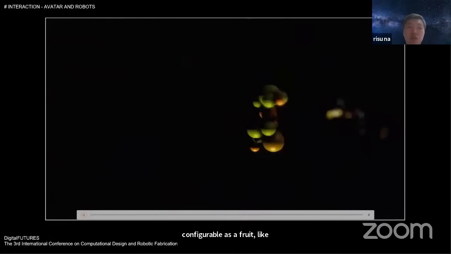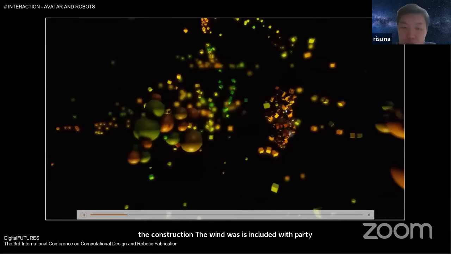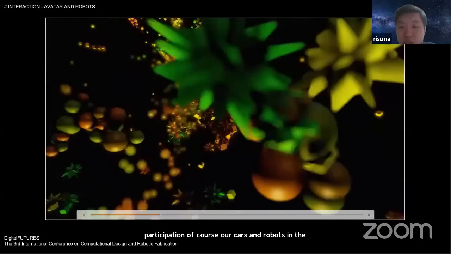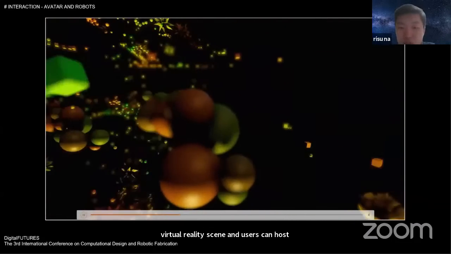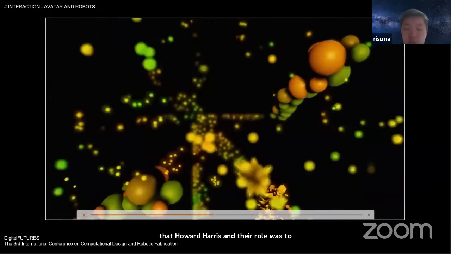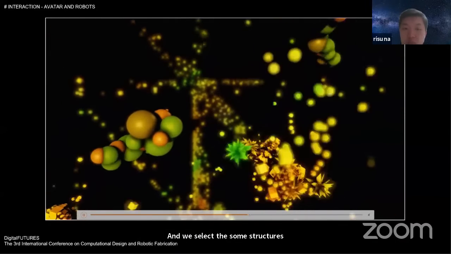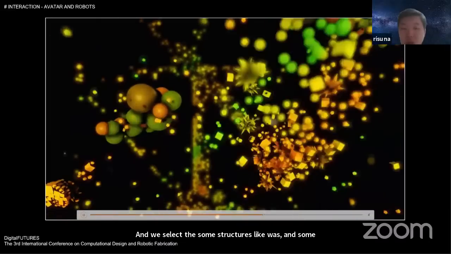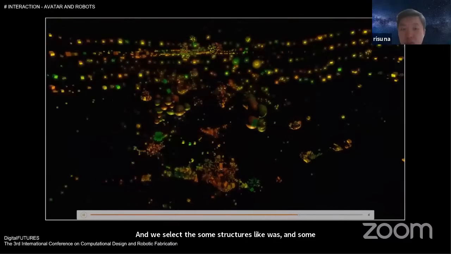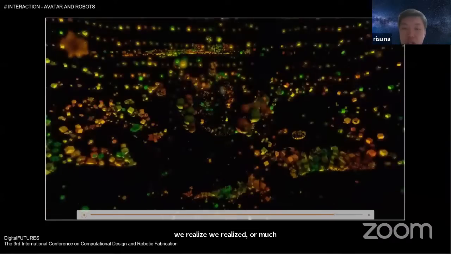And the construction event was executed with the participation of both avatars and robots in the virtual reality scene. Users can control both the avatars and the robots to construct. And we selected some structures like walls, triangular ceiling structures, or some columns to visualize and much more efficiently communicate this interaction process.